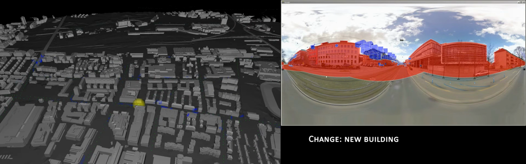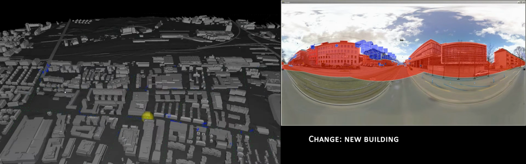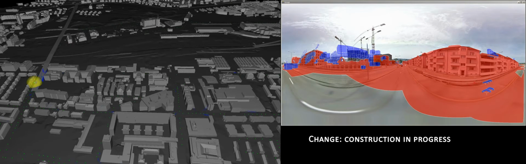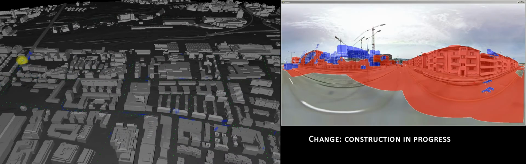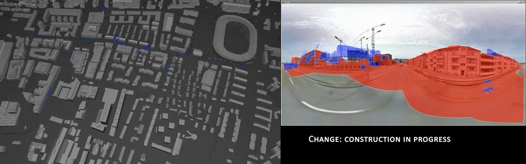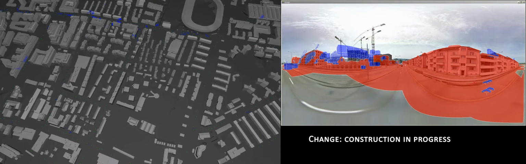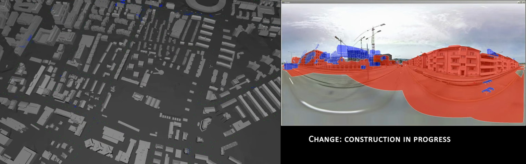This shows an example where a new building was built. This shows an example of a construction in progress that was detected as a change. Here, no change was detected. Here instead, a new building was built.